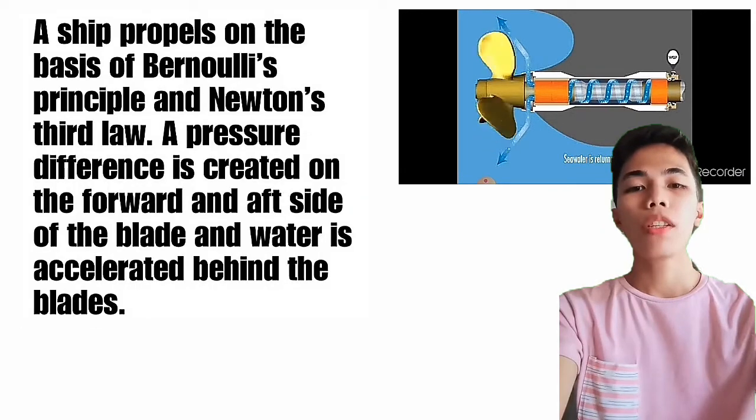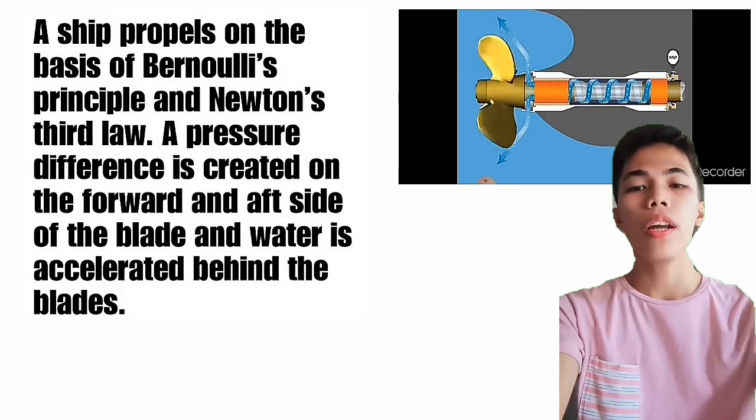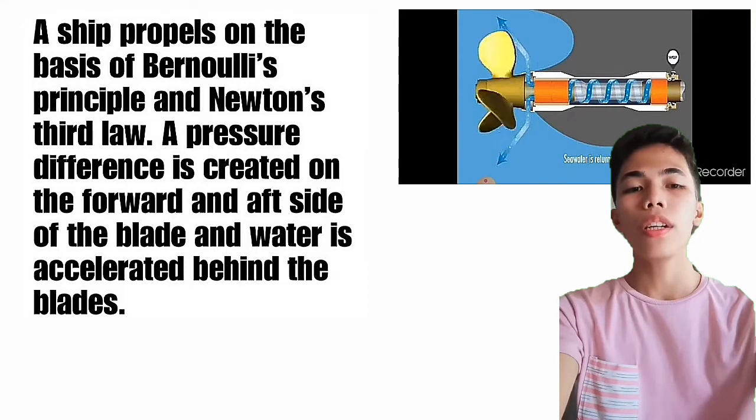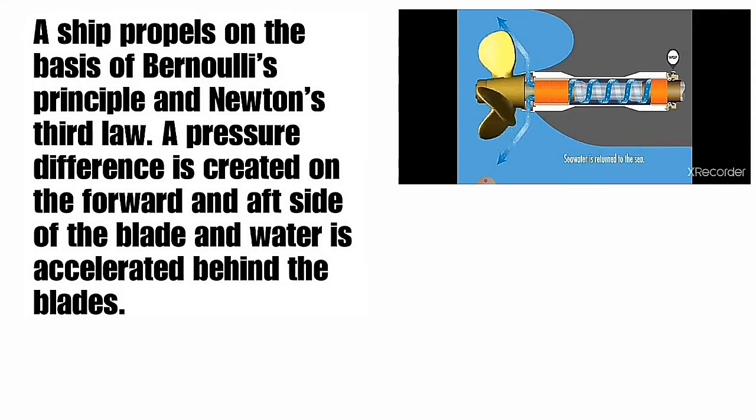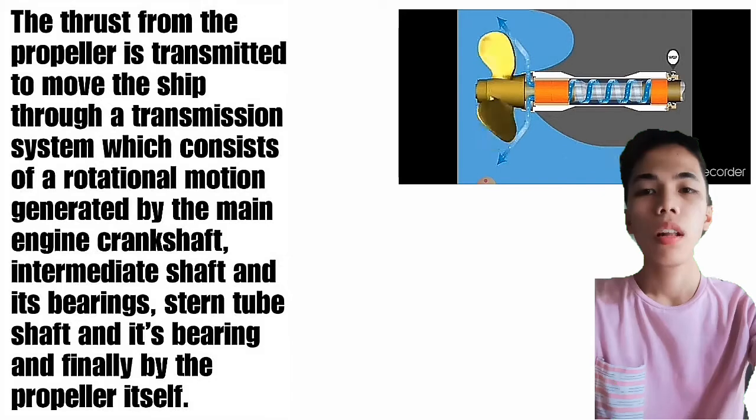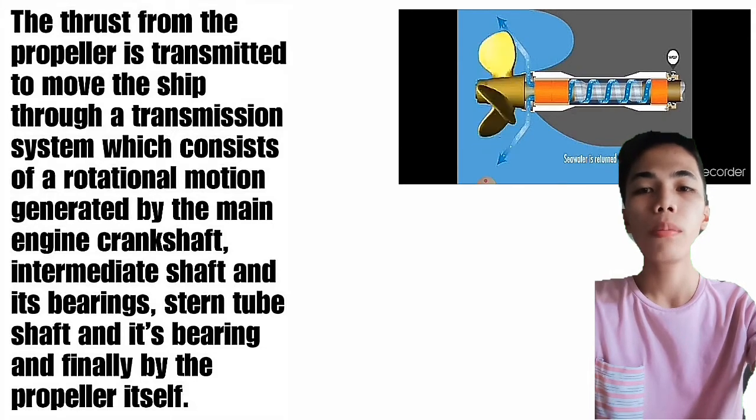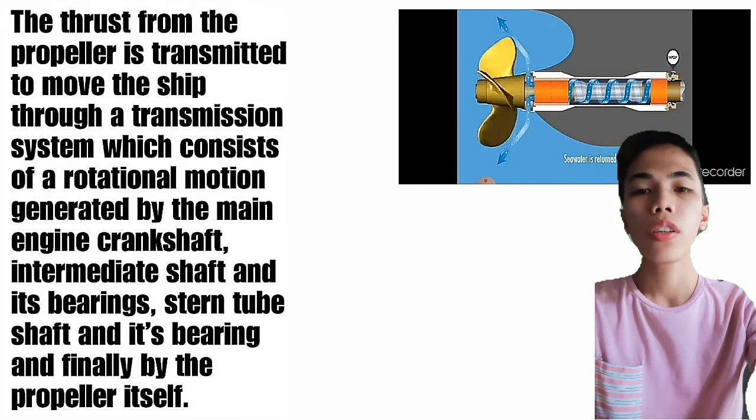A ship propels on the basis of Newton's third law. A pressure difference is created on the forward and aft side of the blade, and water is accelerated behind the blades. The thrust from the propeller is transmitted to the motor ship through the transmission system, which consists of the rotational motions generated by the main engine, crankshaft, intermediate shaft and its bearings, stern tube shaft and its bearing, and finally by the propeller itself.